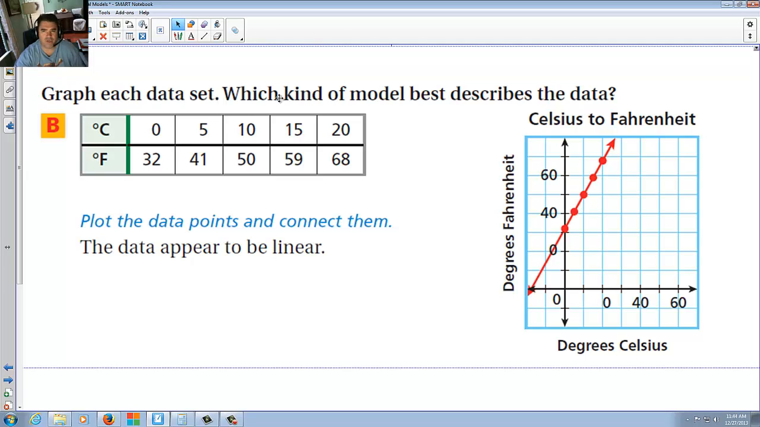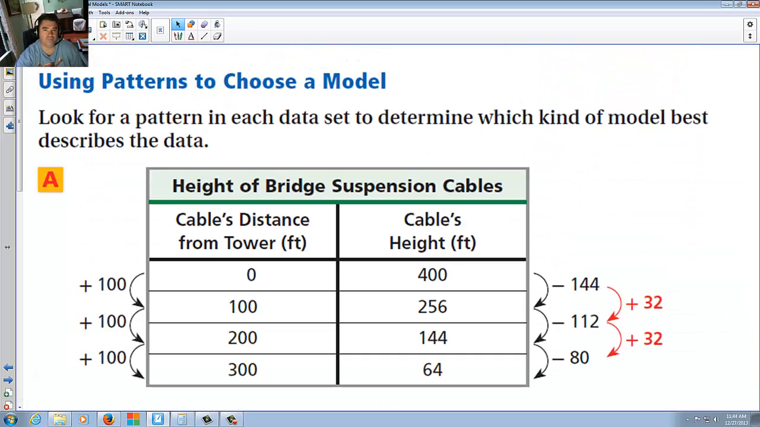Graph each data set. What kind of model best describes the data? Looks here as you plug it in, straight line, therefore it's linear. Choose a pattern of model. Using patterns to choose a model.